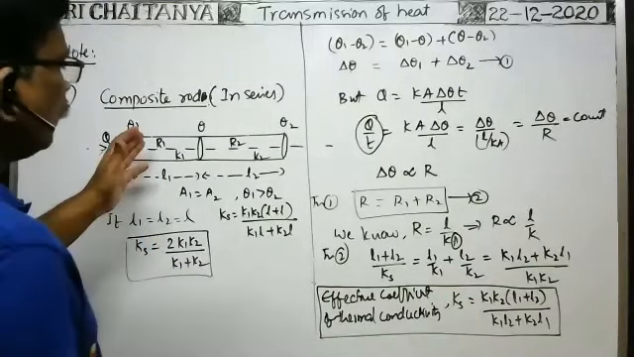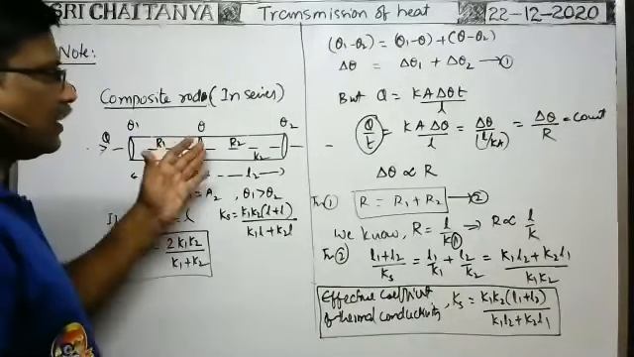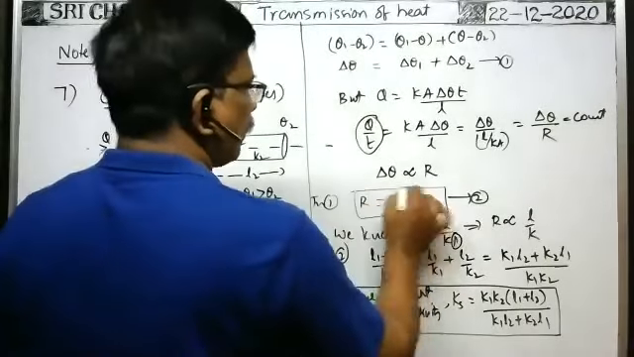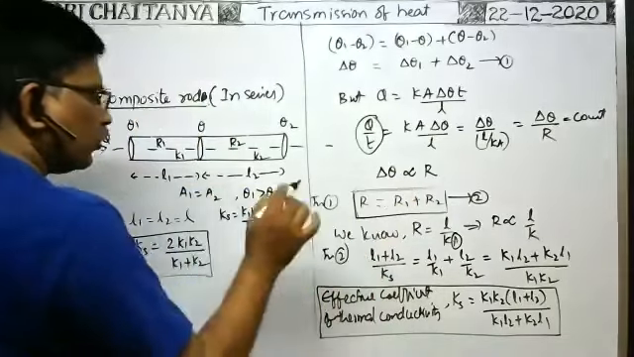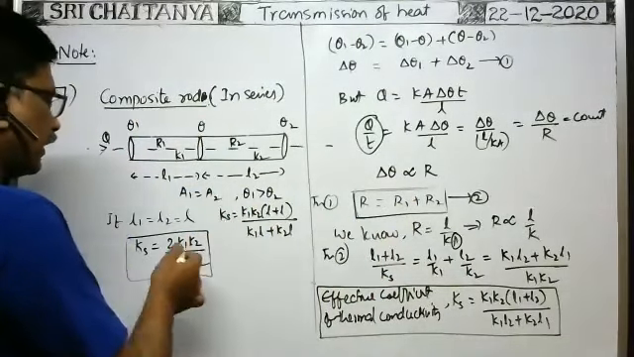Whenever two conductors are connected in series, the effective thermal resistance is the sum of the thermal resistance of each rod. Effective coefficient of thermal conductivity means we can write it like this.